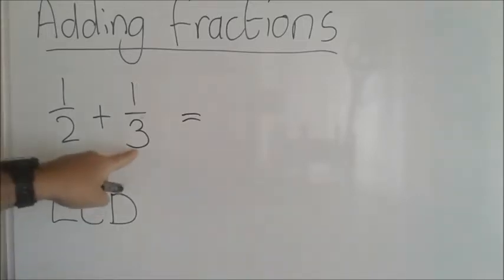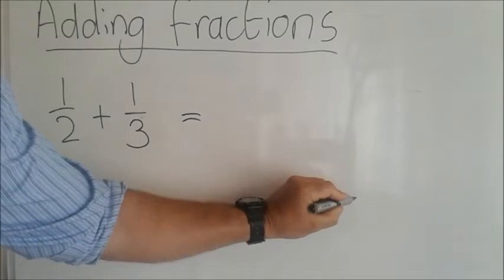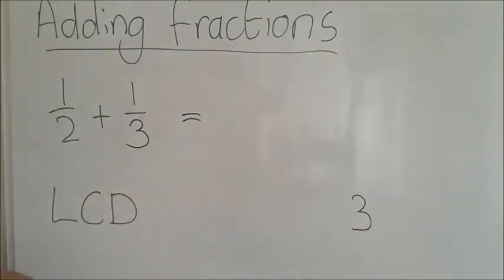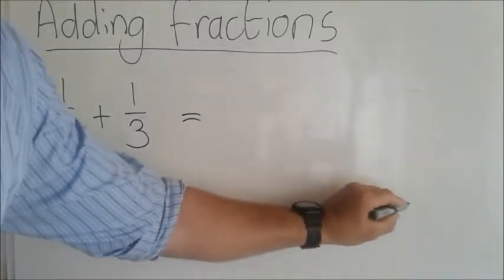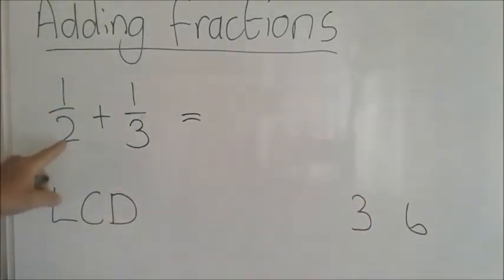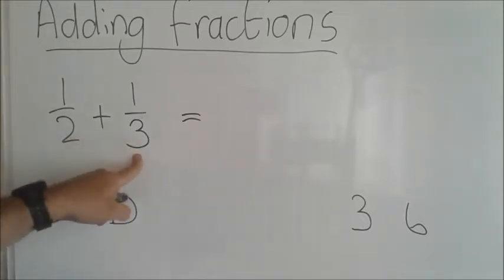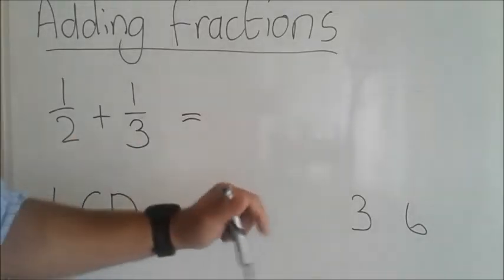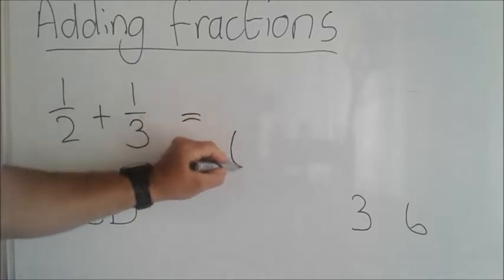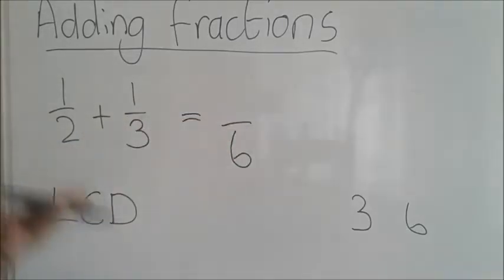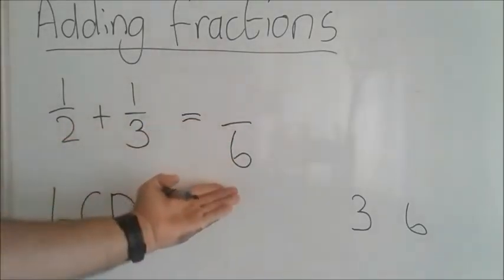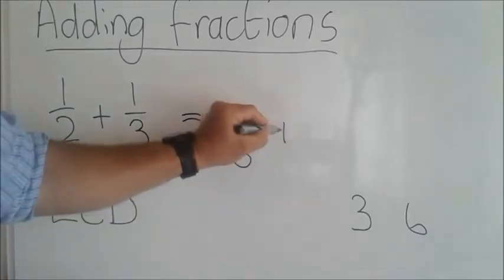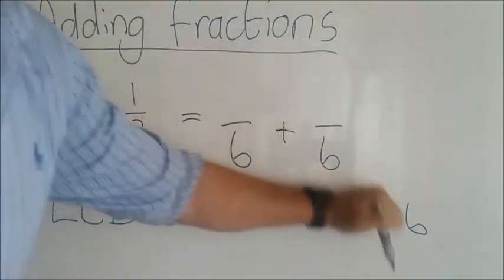So if I were to look at 2 and 3, to find my lowest common denominator, let me take the multiples of 3, and I say 3. Does 2 fit into 3 exactly? No. The next multiple is 6. Does 2 fit into 6? Yes, it does. Does 3 fit into 6? Yep. So my lowest common denominator is going to be 6. So all I'm going to do is change my denominators to 6. Something over 6 plus something over 6.